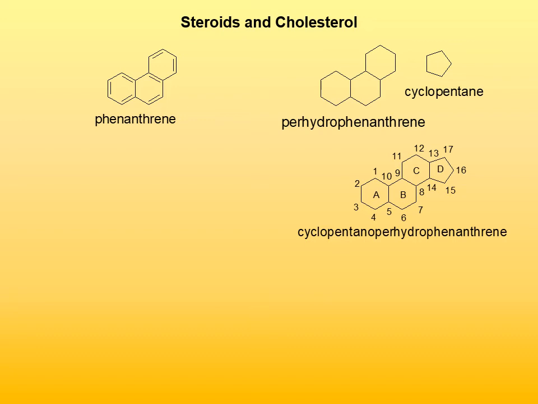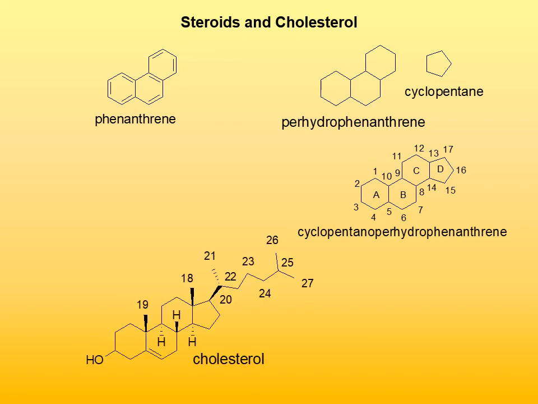Actually, rings A and B, sorry, I made a mistake. Rings A and B are numbered in counterclockwise fashion, 1 through 10. Then ring C is numbered clockwise, starting at 11. And finally, ring D starts at 15, counterclockwise. And then after that, any substituents on the cyclopentanoperhydrophenanthrene skeleton get higher numbers.